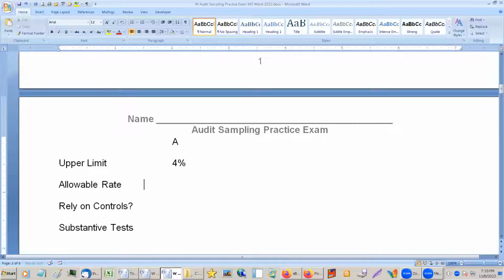Okay, let's see. What's the allowable rate? 1 through 10. What do you want? 3. Okay, so here's the upper limit. The allowable rate is 3. Can they rely on the controls?